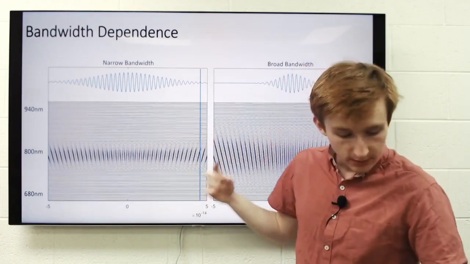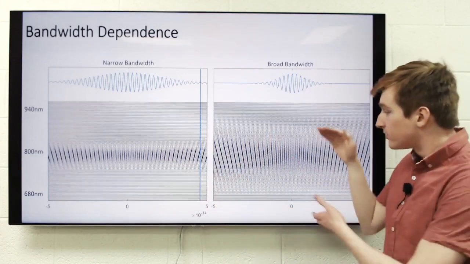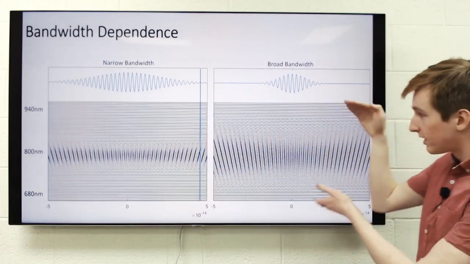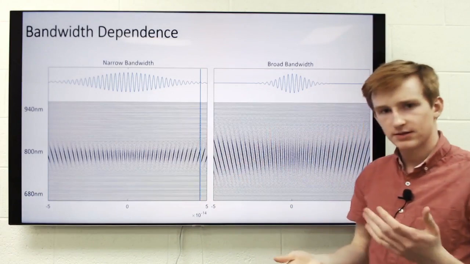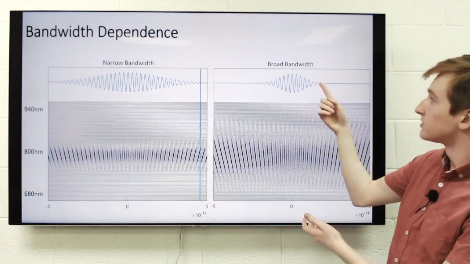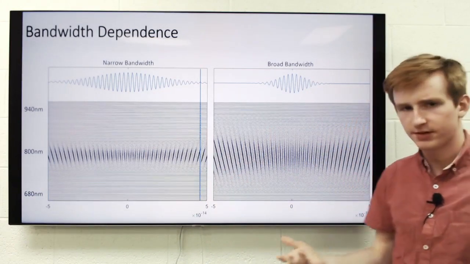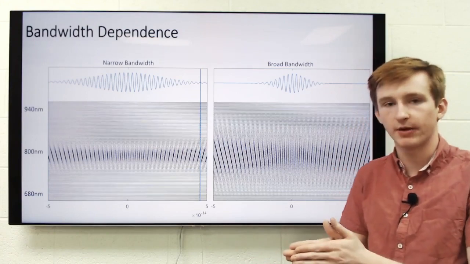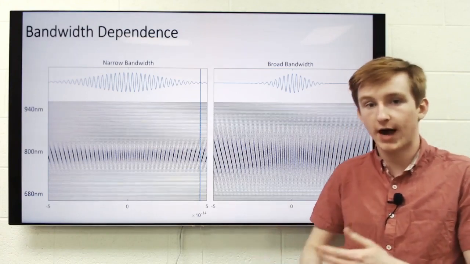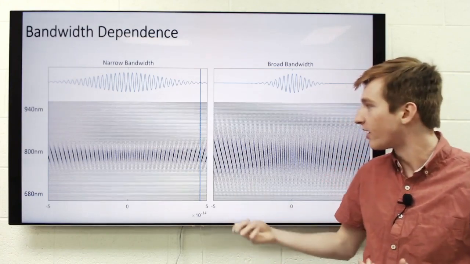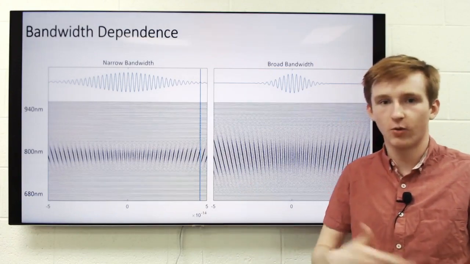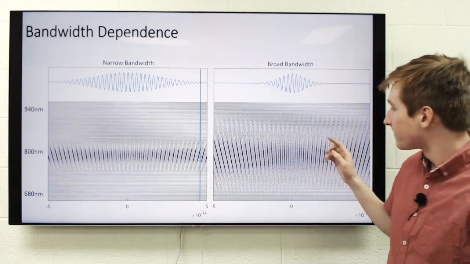But for a broad bandwidth, what does it look like? For a broad bandwidth, you have very different waves. You're including a lot of different wavelengths and frequencies adding up to make the pulse. And so going back to my analogy, if you had an 800 nanometer wave and a 400 nanometer wave, how far would you have to go out before the peaks align with troughs? Only one wavelength, right? So that's sort of the argument here.